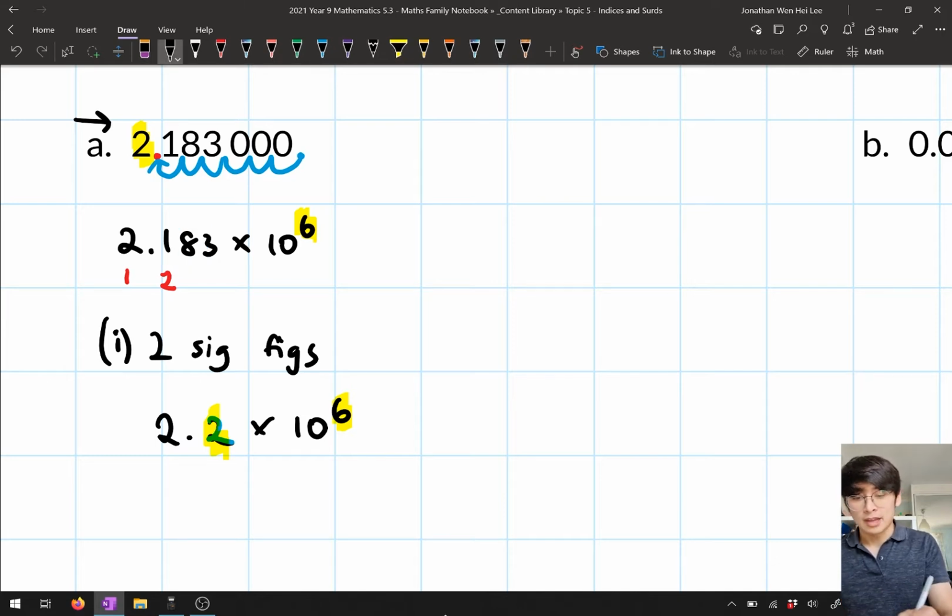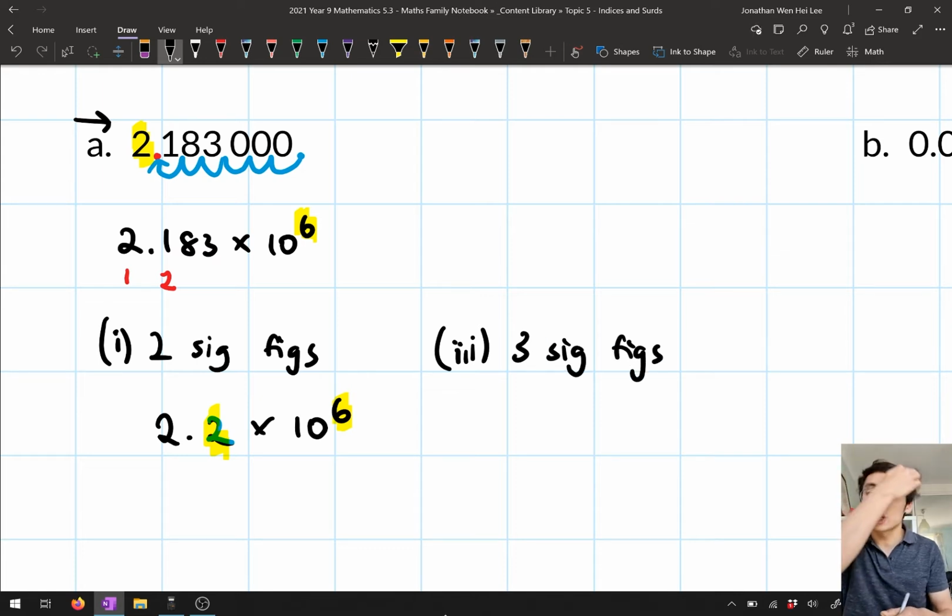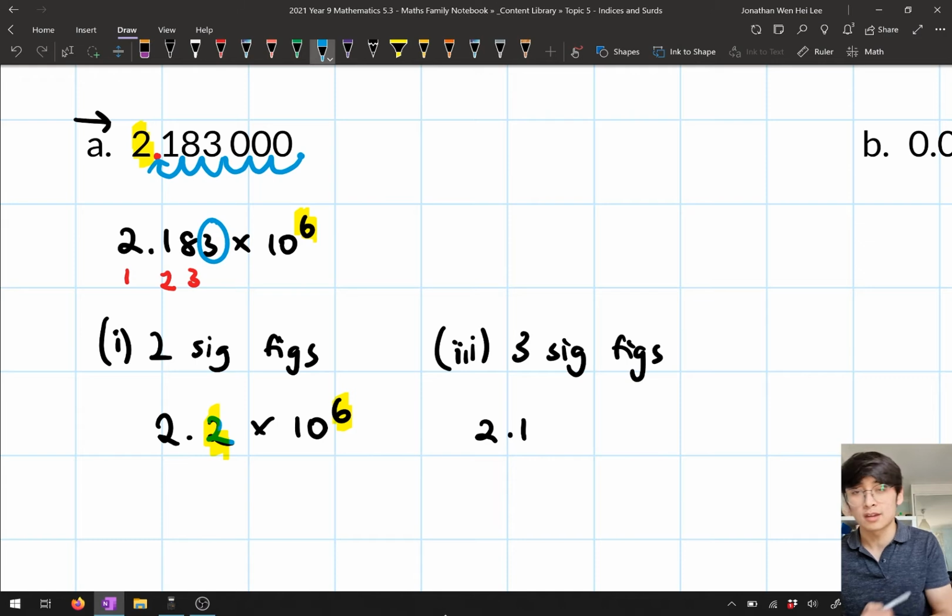Okay, now the second part was we wanted to do this to 3 significant figures. So for 3 significant figures, we're going to go to the third significant figure. So here, the first one was 2, the second one was 1. The third significant figure is that 8. And so here we're going to have 2.1 for the first 2 parts. And then from that 8, we just round it. So look at the next number, 3. When I have a 3, I round down. So that means I keep my 8 the same. So this is going to just become 2.18 times 10 to the power 6.